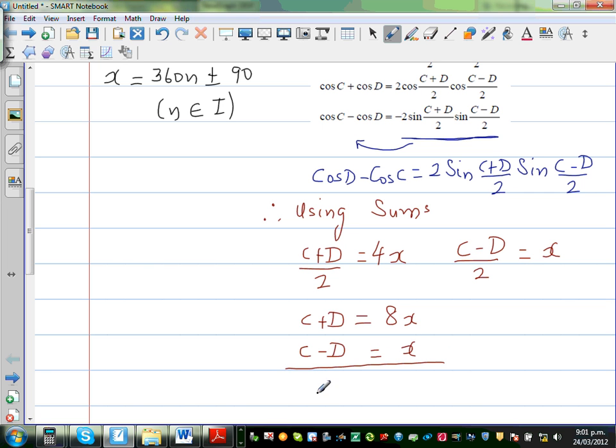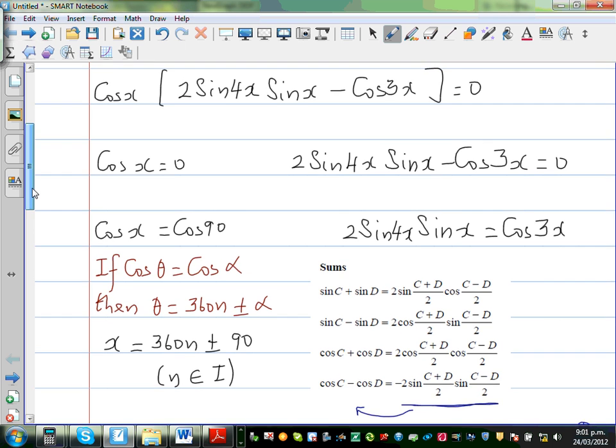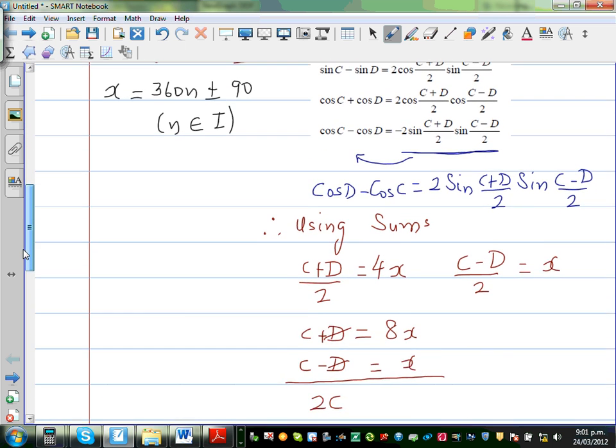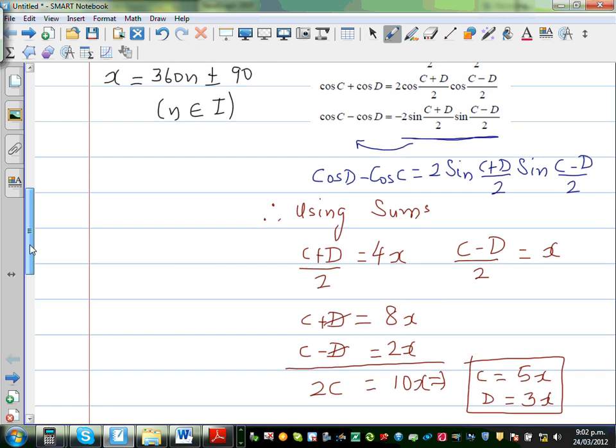So now this is a simultaneous equation. This and this get cancelled. So 2c is equal to... what have we done? Oh, yes, this is 2x, sorry. I was confused here. So multiplying 2 to both sides, 2c is equal to 10x, so c is equal to 5x. Directly, if c plus d is 8x and c is 5x, d is nothing but 3x. So your C is 5x and your D is 3x.